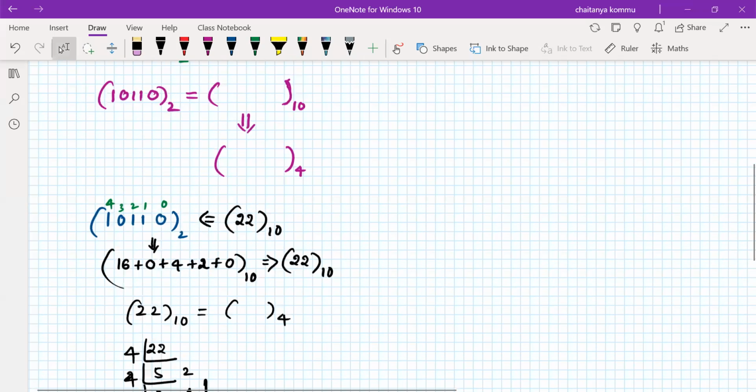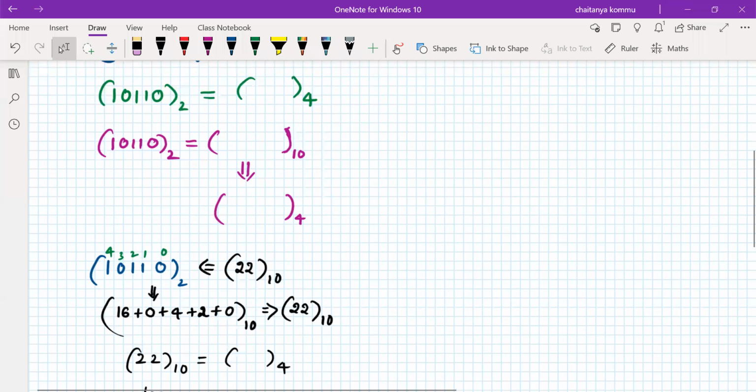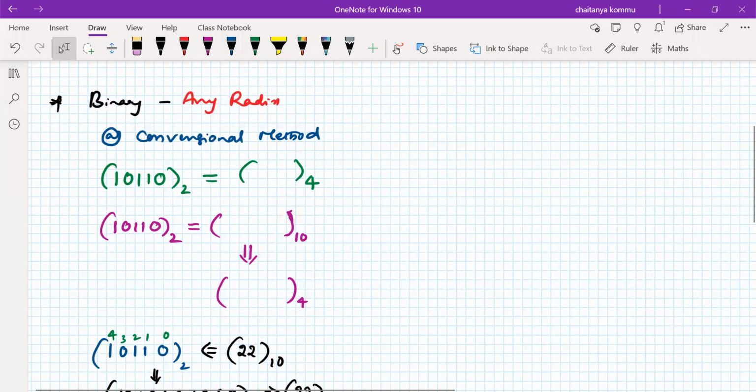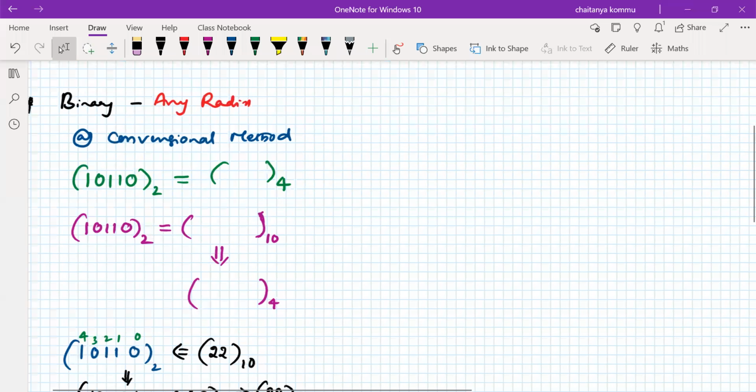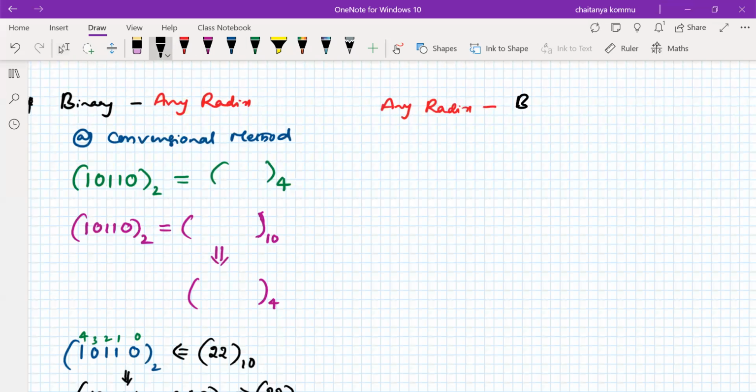Do you agree with what I'm doing? So in the conventional method, if you want to convert from binary to any radix, first the binary is converted into decimal, and from decimal to the required radix. That's what we have to do. Similarly, let us consider it the other way also: any radix converted to binary. Again we use the same conventional approach.